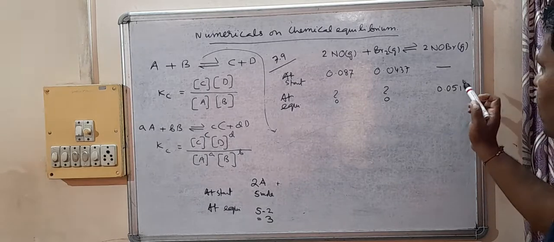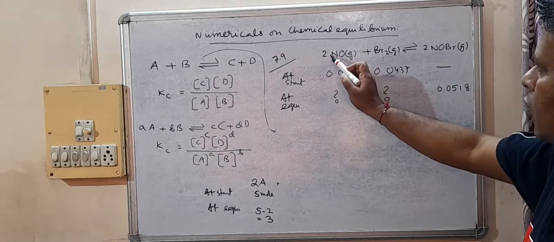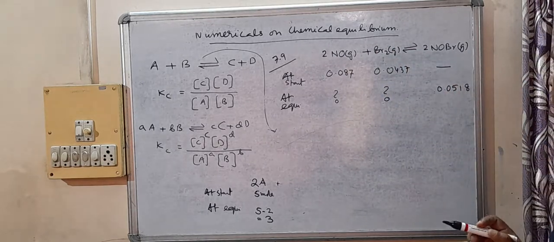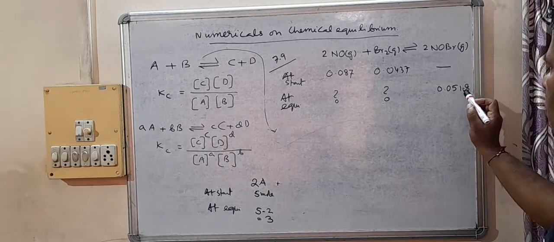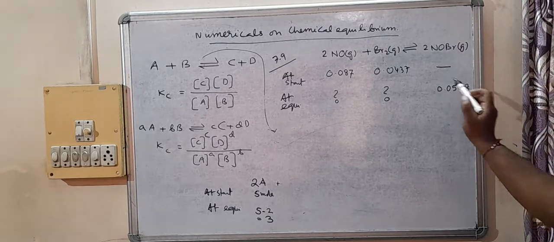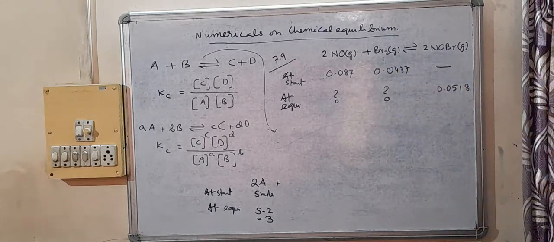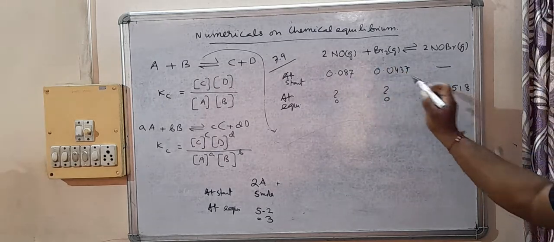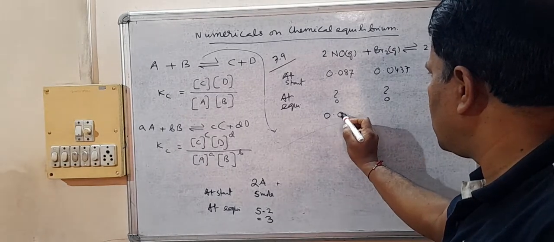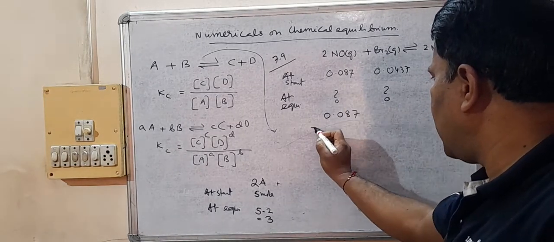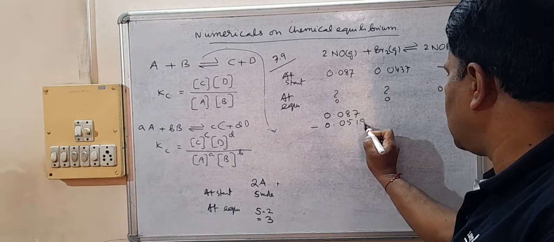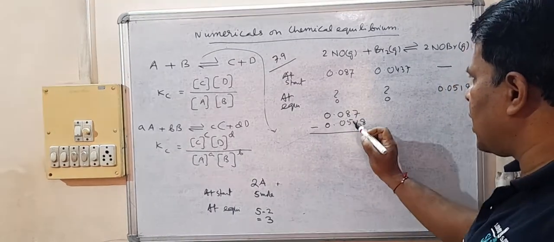Okay, now we see from the balanced chemical equation 2 moles of NO produces 2 moles of NOBr. Now if this much mole of NOBr is produced, certainly this much of NO has reacted. So moles of NO left will be 0.087, the starting one, minus 0.0518. If you subtract, then you get this answer.